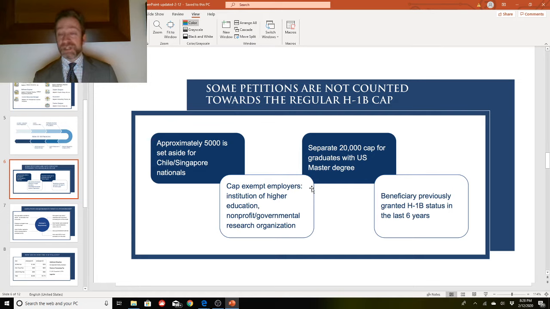And then there is a separate cap for U.S. master's degrees, for employees who have U.S. master's degrees, okay? But they do have to apply and register for the online lottery just like people with bachelor's degrees do, okay? So they are subject to the cap, but there are additional visas available for employees that have U.S. master's degrees, and people who have U.S. master's degrees have a better chance of being selected in the cap lottery.